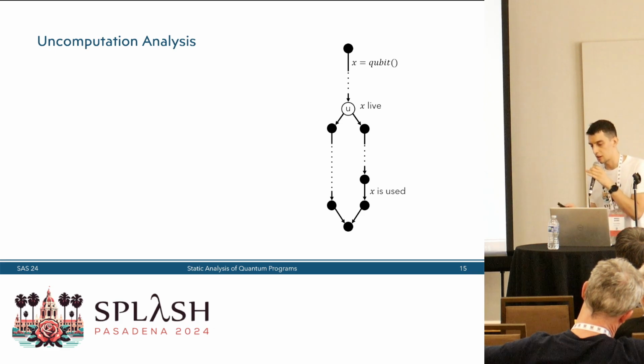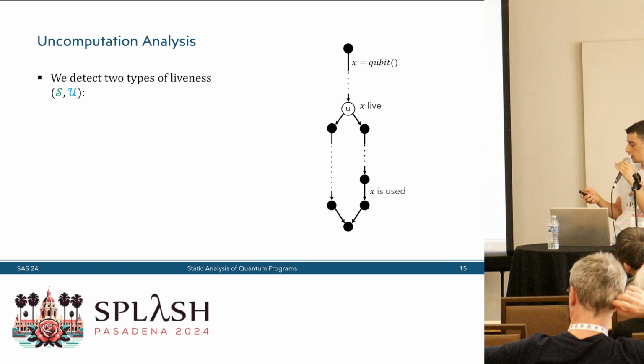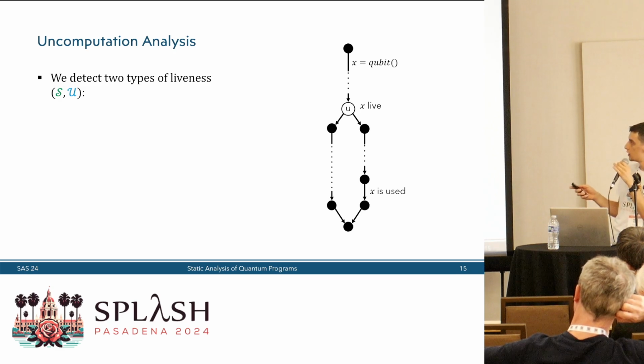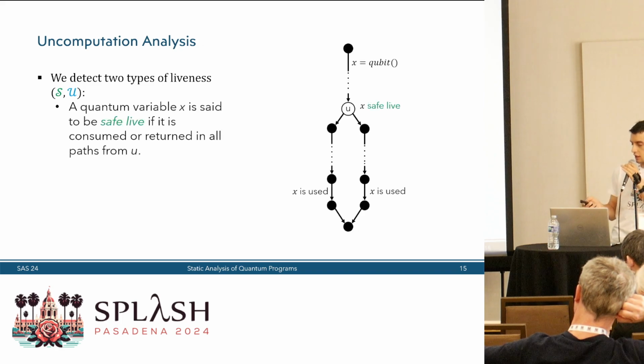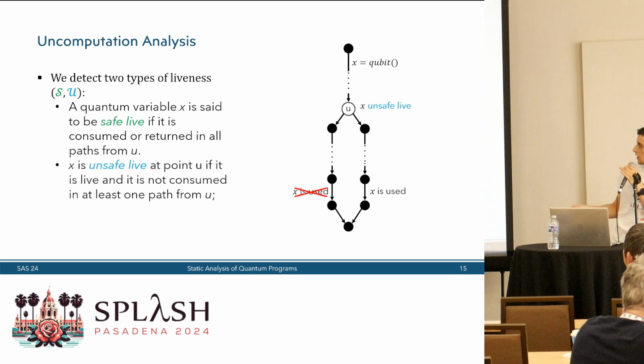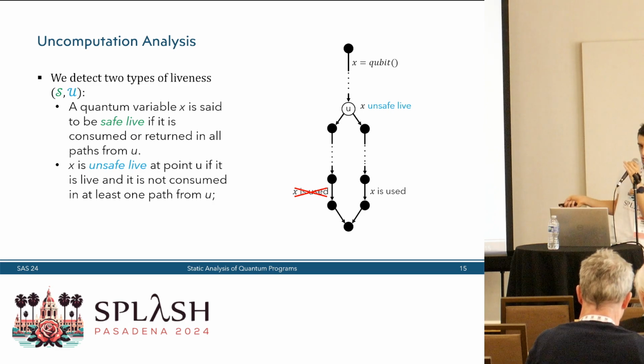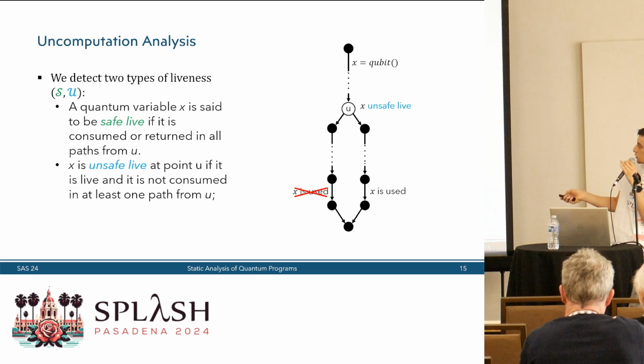For our purpose, liveness is not enough, and we need to define a more refined type of liveness analysis. In particular, we need to define two types of liveness that we represent with a pair of sets. The first set of the pair represents the variables that are safe live: a variable is safe live in a node U if it will be used in all paths after the node U. Instead, we say that a variable is unsafe live if it's live in a node, but there is at least one path that does not use it. So in this case, x is unsafe because it is used in only one path but not in the other.